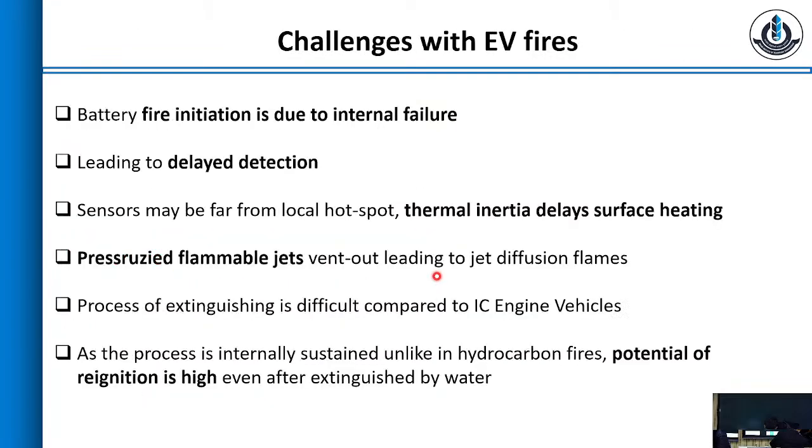So what happens is your process of extinguishing becomes very difficult because everything is happening internally, and externally you are just seeing a gas flame. So if you use some kind of a water mist or a water jet to reduce the temperature, to bring the temperatures down, you can extinguish the fire initially.